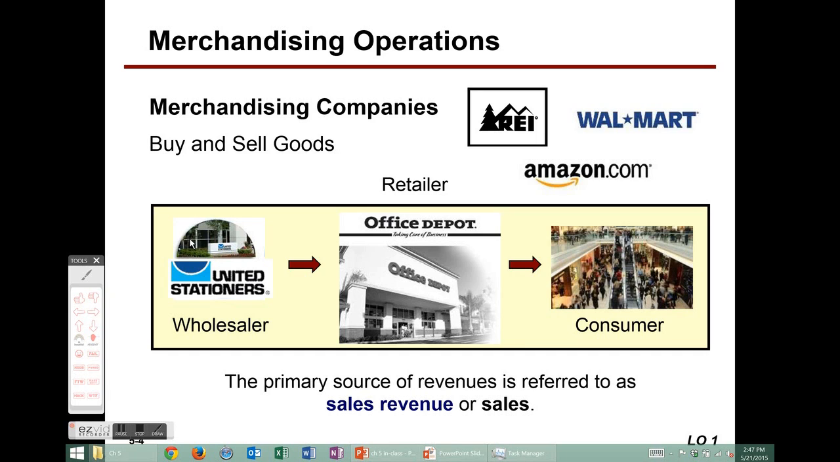Okay, so this will be our lecture on Chapter 5. Chapter 5 is accounting for merchandising operations. And we'll start with the identification of two types of merchandisers. The first being a wholesaler.